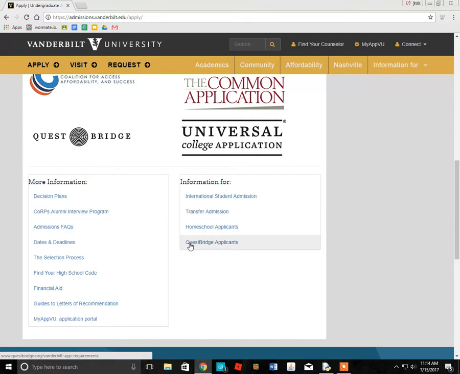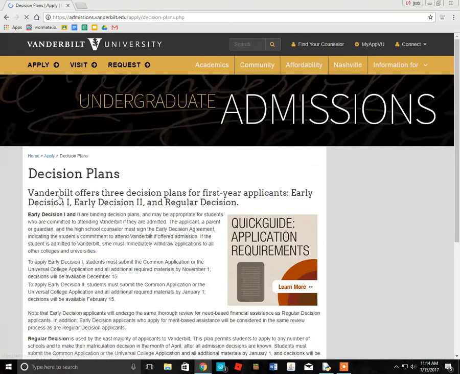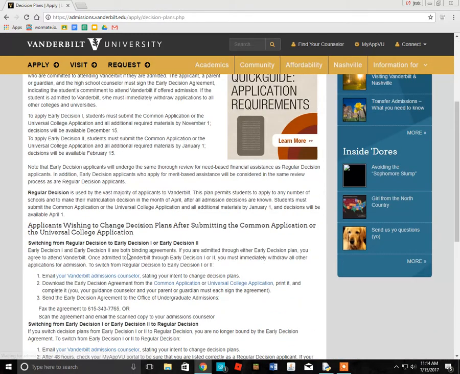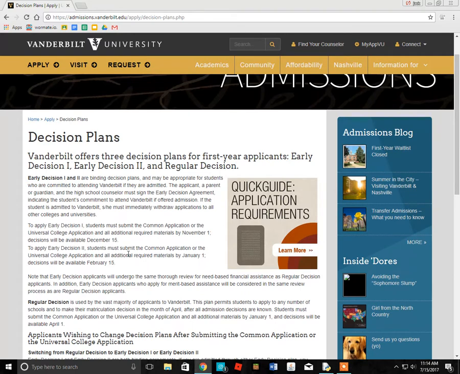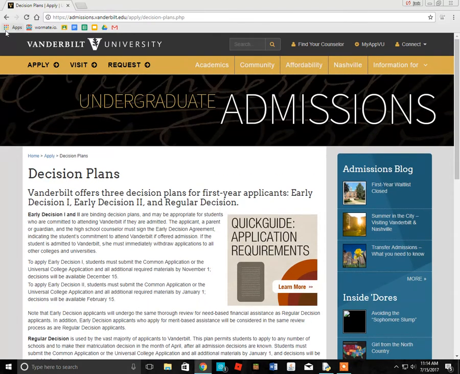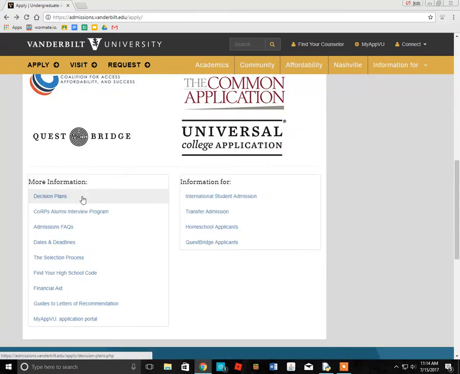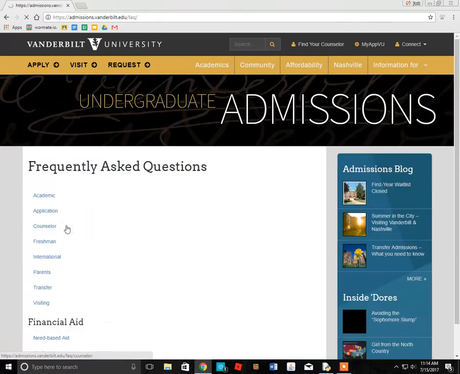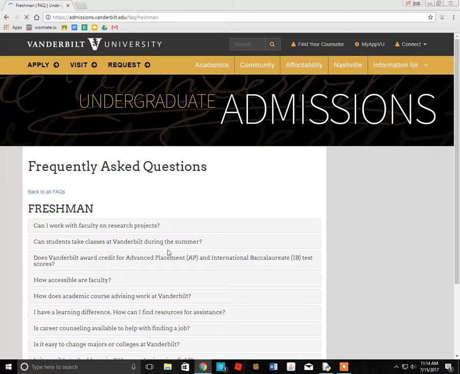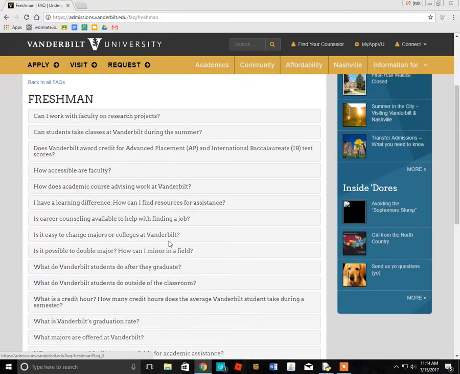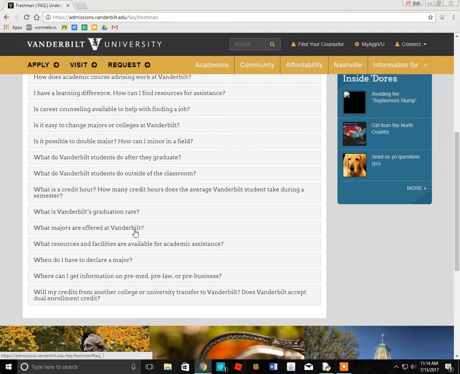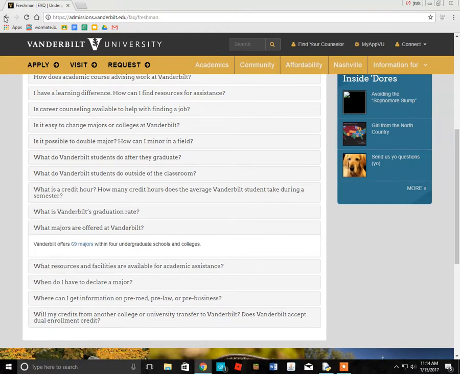Vanderbilt's website is really, really well organized. You can take a look again at the different decision plans. They'll talk about the pros and cons of early decision 1, early decision 2, and regular admission. And they give you admissions facts. Lots of times people have questions and they're not even really sure how to get answers to them. So they anticipate your questions by putting them here. You click on a question and you get an answer.